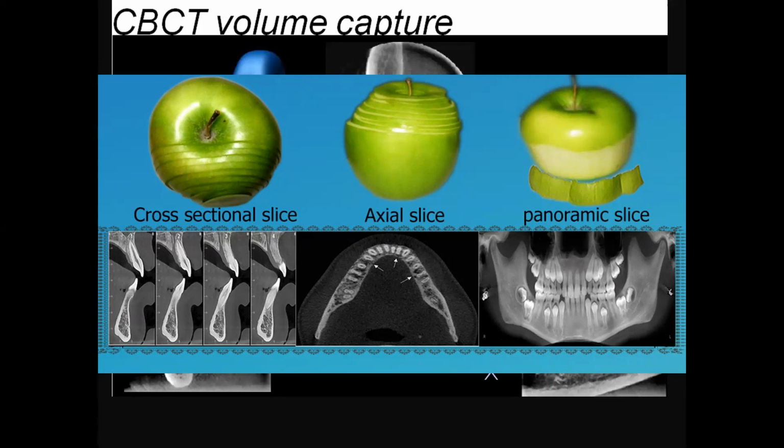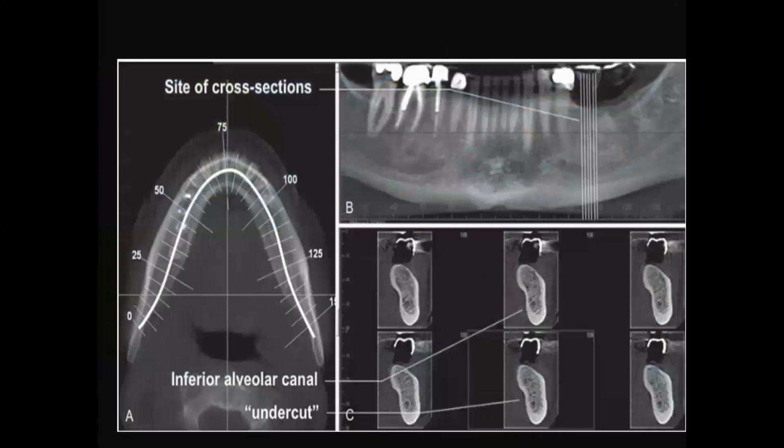In case you are not good at software, you can always demand from your CBCT centers that you need those sections too. So you need to know what structures you need to see. As I told you, this is an axial, panoramic, and the slices. Most of the time during implant cases, this will do.